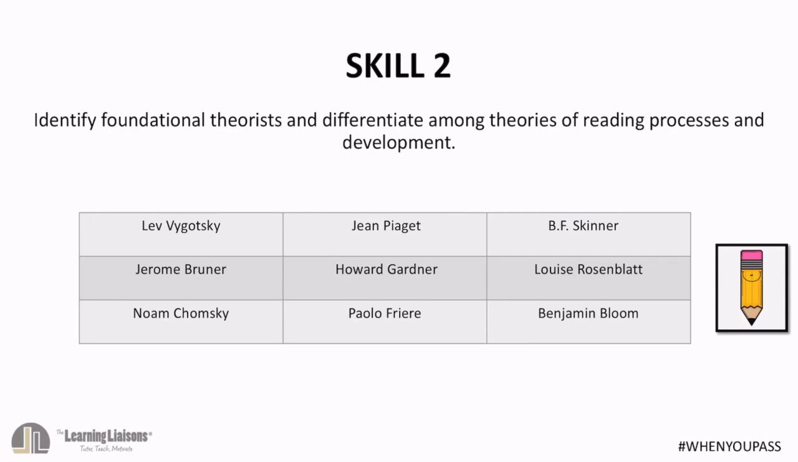So whatever grade you teach, remember, we're making those connections between this content in your classroom, but then also every reading classroom from kindergarten through 12th grade. All right, are you ready to get started on the 9 theorists? Here we go. Their names are Lev Vygotsky, Jean Piaget, B.F. Skinner, Jerome Bruner, Howard Gardner, Louise Rosenblatt, Noam Chomsky, Paulo Freire, and Benjamin Bloom.